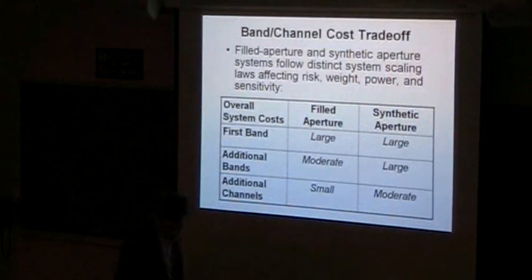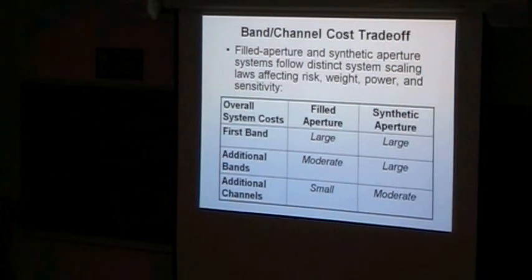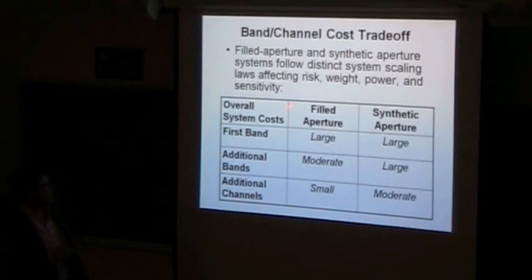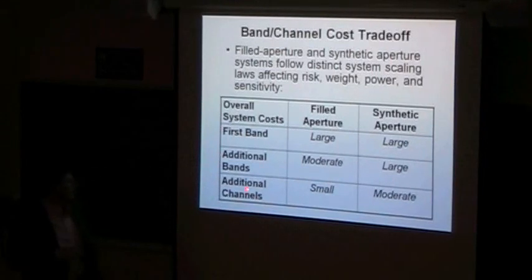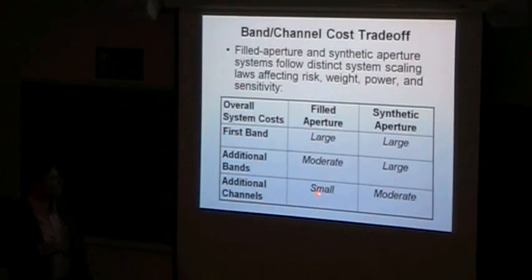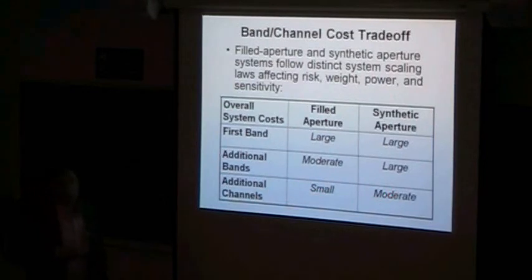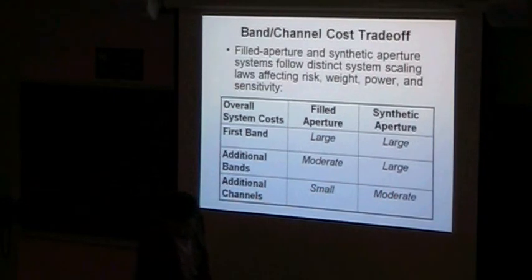So these are two competing technologies. There are a lot of trade-offs. I won't get into those in too much detail, but depending upon how you want to scale the system, the filled aperture and the synthetic aperture scale very differently. It's a lot easier to add additional channels to a filled aperture system, small cost, but it's very expensive to add additional channels to a synthetic aperture system. You need a whole new bank of correlators, basically.